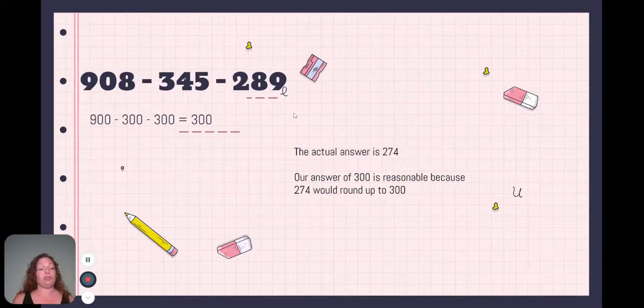Okay, now I want to show you one with subtraction. 908 is going to bump down to 900. And then 345 is going to bump down to 300. But 289 has a bully in it, so it's bumping up. So then I have 9, take away 3 is 6, take away 3 is 3, and I have 300. So 300 is reasonable because the actual answer is 274.